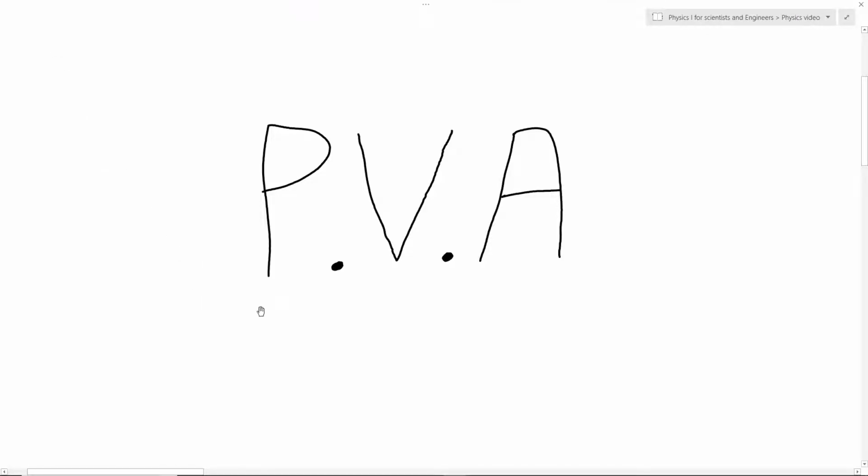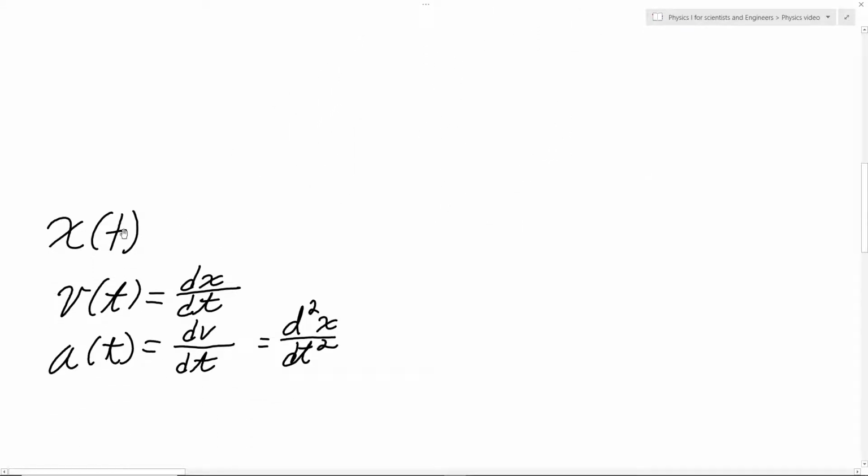In today's video, we're going to be going over position, velocity, and acceleration. These three functions are going to describe an object's state of motion with respect to time, and this can be seen here on the left-hand side. We have our position, velocity, and acceleration, and on the right-hand side, we can see how they relate to each other.